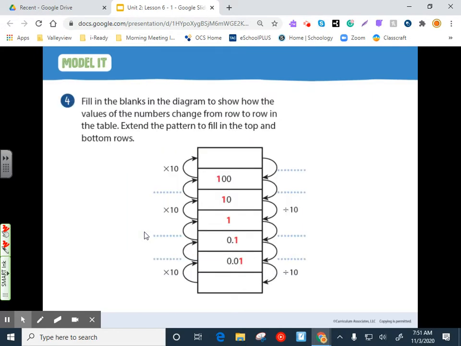All right, fill in the blanks in the diagram to show how the values of the numbers change from row to row in the table. Extend the pattern to fill the top and bottom rows. Okay, well, let's start with the left and right hand side. Everything on the left, showing how these arrows kind of move it up a little bit, these are all going to be multiplying by 10. And if you look over on this side, all of these are moving the decimal back a little bit. So these are all divided by 10.